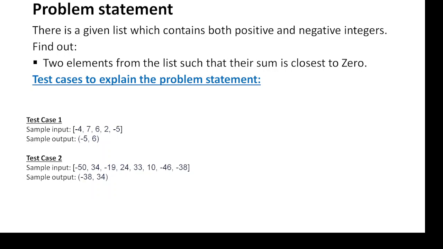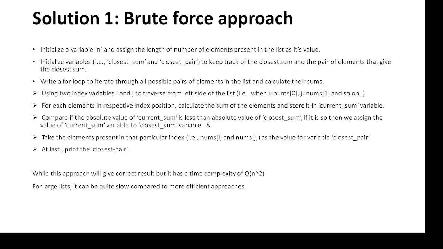Now the first approach that we will be using is the brute force approach. First, we will initialize a variable n and assign the number of elements present in that list as its value. Second, we will initialize closest sum, a variable, and we will assign float inf as its value. Basically, we are setting the value to positive infinity, as it will act as an unbounded upper value for comparison.